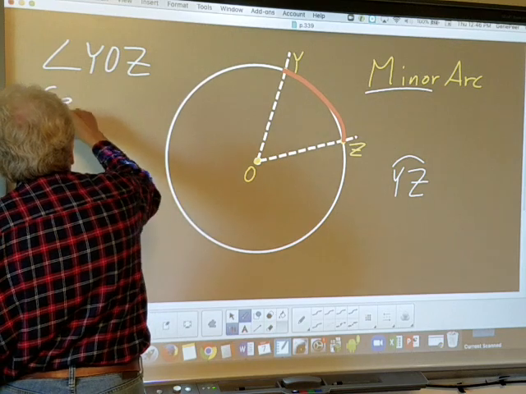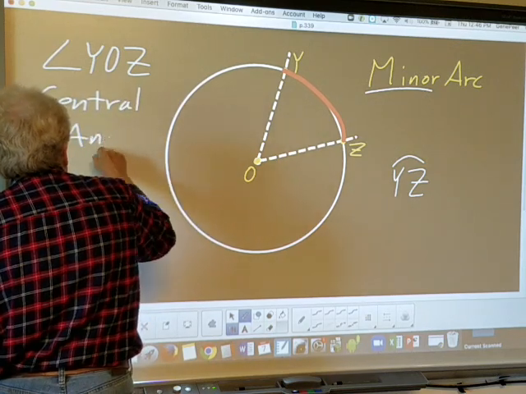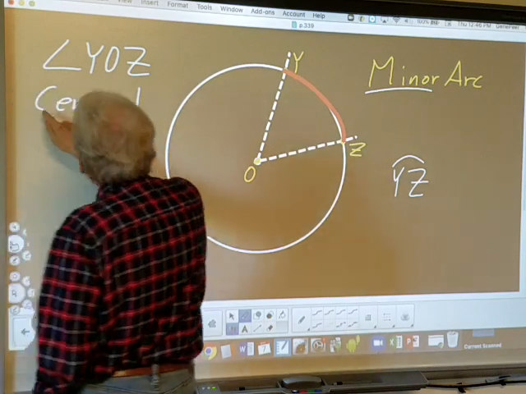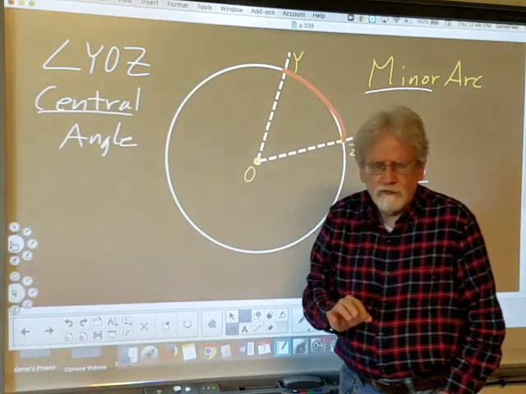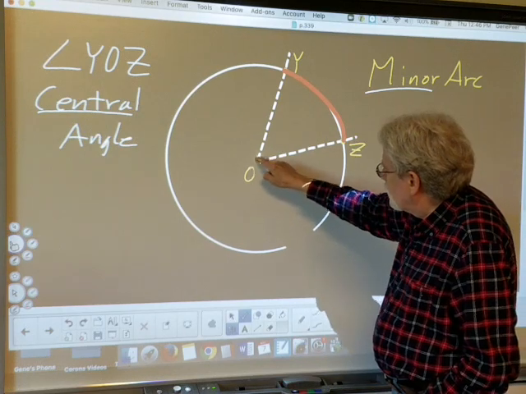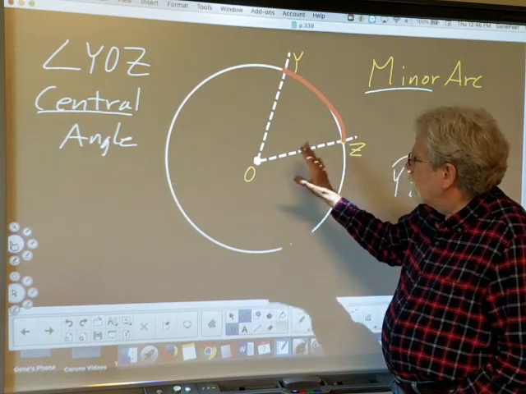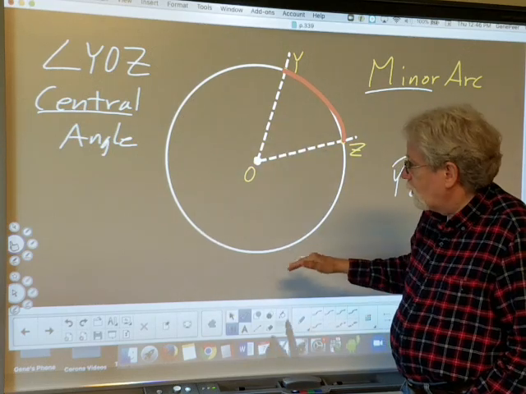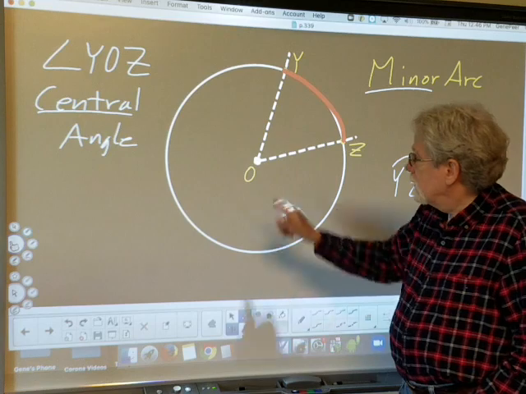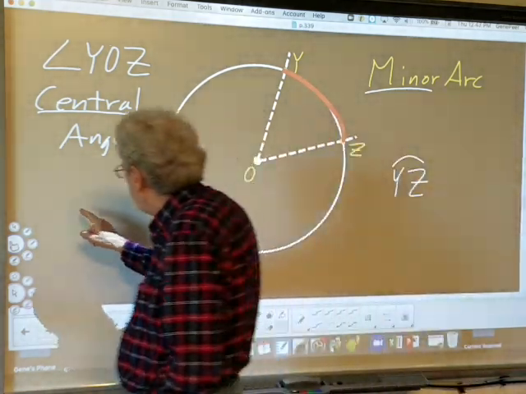That is a central angle. Why is it a central angle? Because central refers to the center. It's an angle whose vertex is at the center of the circle. By the way, recall that this circle has a name. It's called circle O, because a circle is named by its center. So this is circle O.